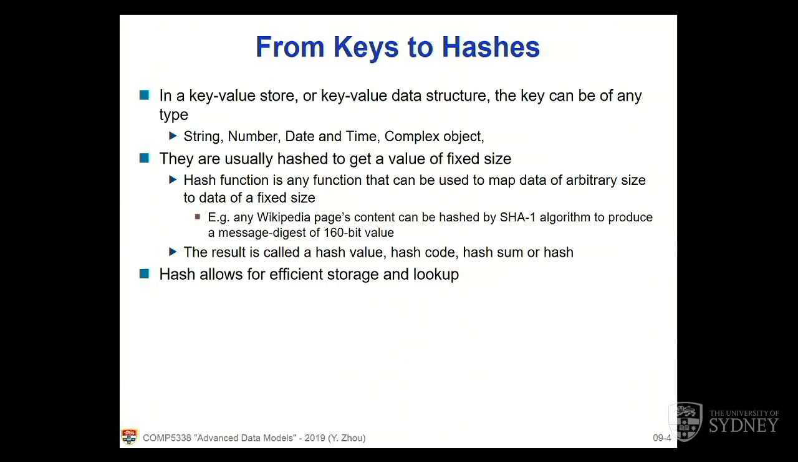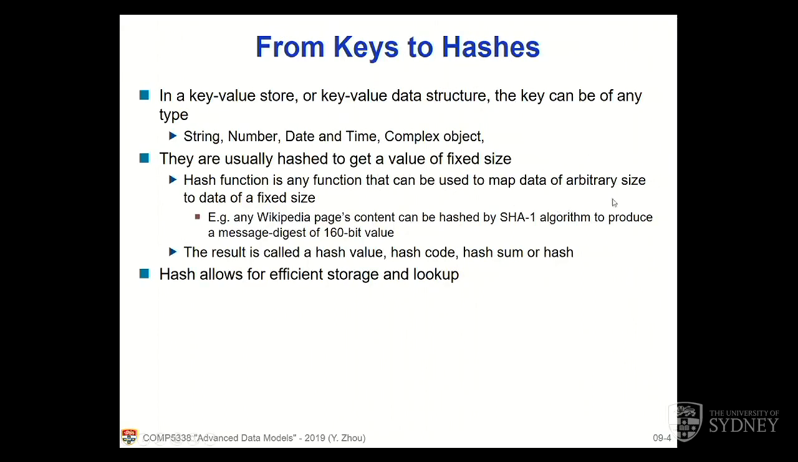Okay, so in the key value store or key value data structure, the key can be of any type usually. Like string, number, date and time, or a very complex object. And most often, we don't really use the raw value of the key because it's pretty unpredictable and has a lot of unique values. So most likely they are hashed to get a value of fixed size.